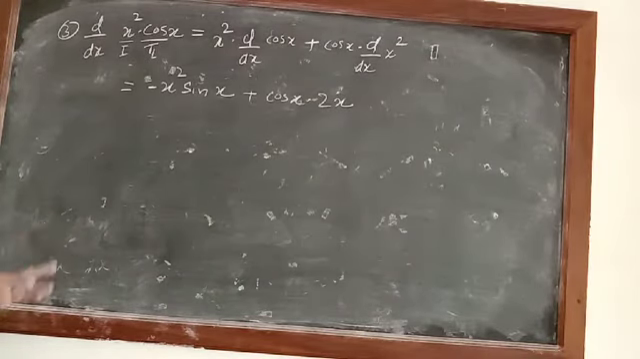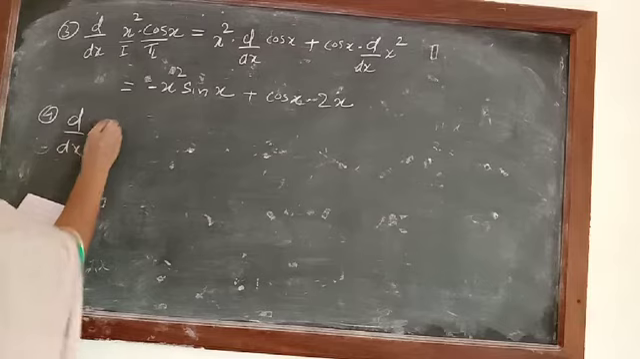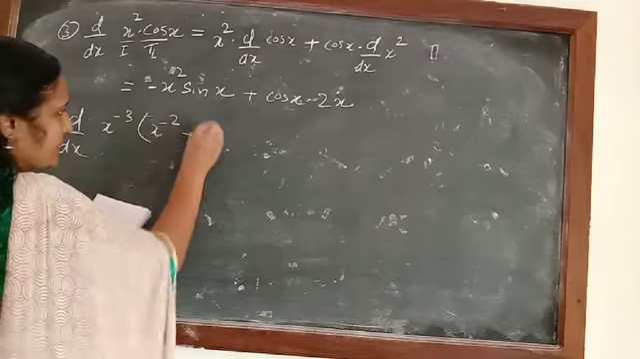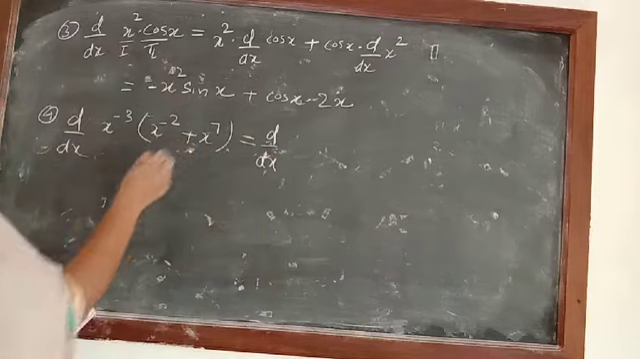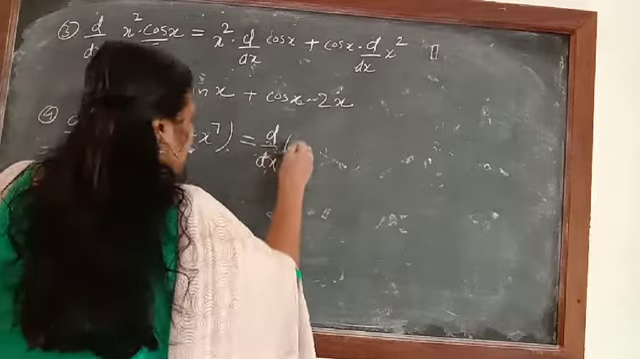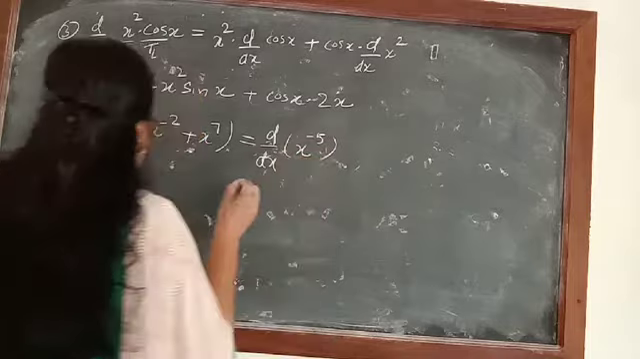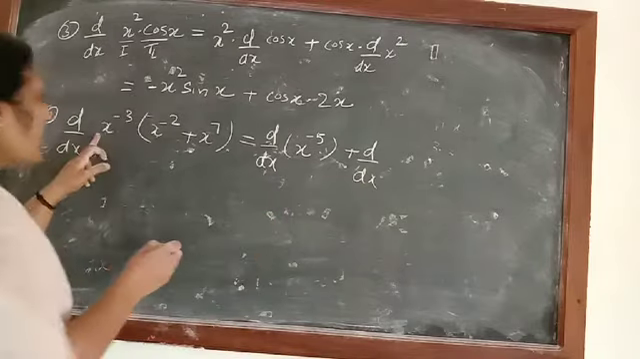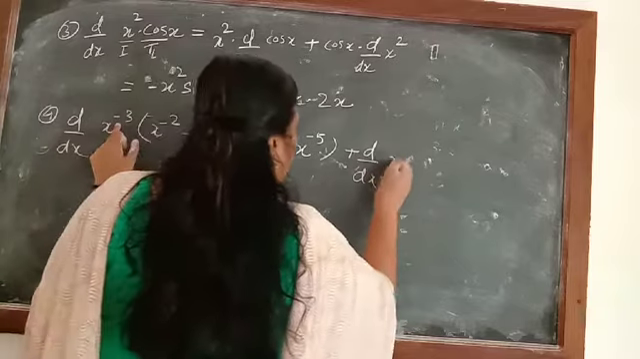Now the fourth one is d by dx of x raised to minus 3 into x raised to minus 2 plus x raised to 7. Before doing the differentiation, we can multiply it inside. So x raised to minus 3 into x raised to minus 2, what will come? X raised to minus 5. Correct? So d by dx of x raised to minus 5 plus d by dx of x raised to minus 3 into x raised to 7, that will be equal to 7 minus 3, 4.